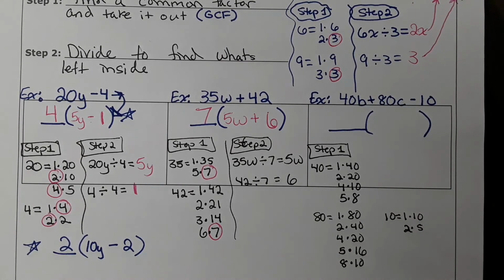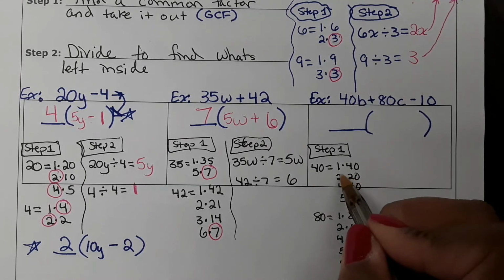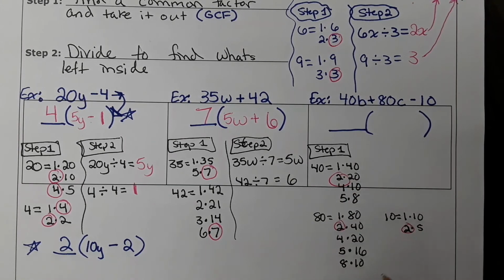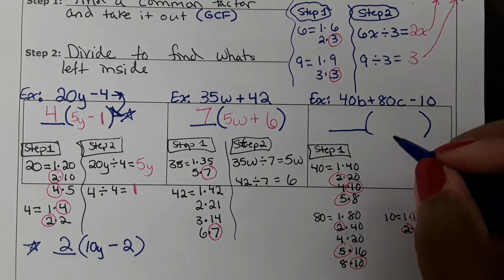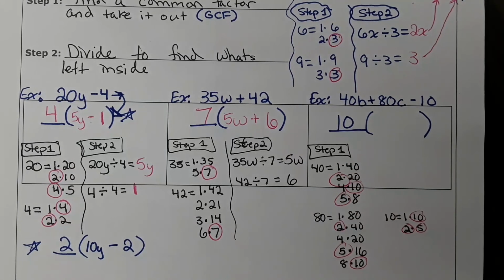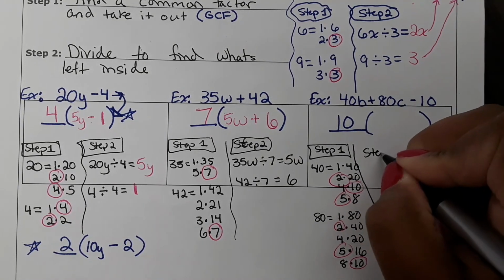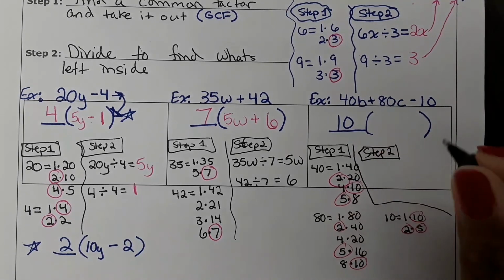Okay, so let's look for what they have in common. We see 2. We can see a 5. And I see a 10. So any of those we can actually take out to find factors for. Let's just start with the greatest one. So 10. If I take out 10, we're going to look for what's left inside. So that would be step 2. So looking for what's left inside.